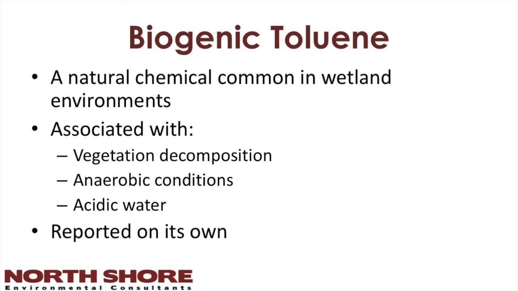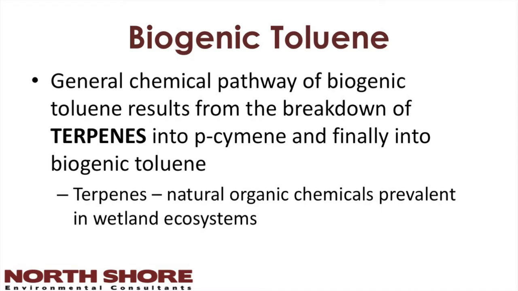Biogenic toluene, it's a natural component. It's common in wetlands. It's typically associated with the decomposition of vegetation, anaerobic conditions. And one of the good things is if it's biogenic, it's typically only reported on its own. So once you see that, it's good to start looking into it a little bit deeper. So biogenic toluene, what we've started using just recently is the use of a forensic lab as opposed to just a normal environmental lab in order to run biogenic toluene analysis.